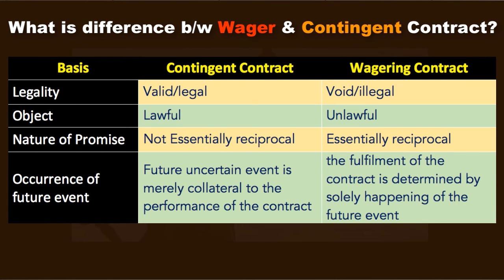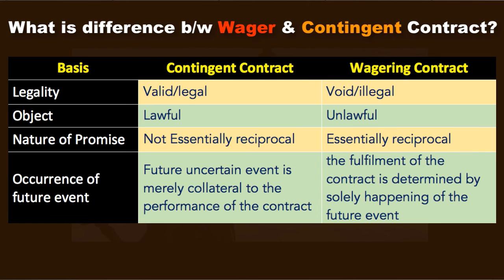Nature of promise: not essentially reciprocal. What does that mean? First let's understand the meaning under the wagering contract heading: essentially reciprocal. Because both of you promised something while betting. If you win, you will pay. If you lose, you will get the money, or vice versa, whatever. That is not much important. The point to focus on is that in any condition, either you are receiving something or giving something. That is reciprocal. But in a contingent contract, it is not essentially so. If you promise to give something, and from the other side no promise at all, that is fine. So you may or may not be receiving something, but in a wager either you will be at a loss or at a benefit. So this is another difference.